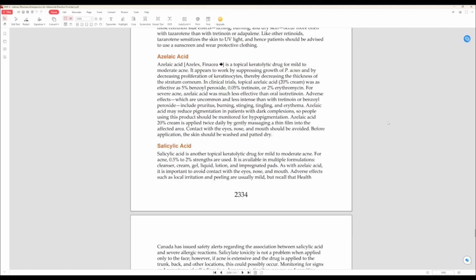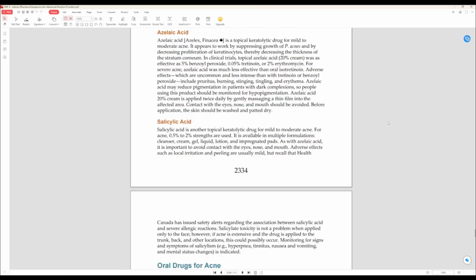Which brings us to salicylic acid. Salicylic acid is another topical keratolytic drug for mild to moderate acne. For acne, the strength is 0.5% to 2%. It is available in multiple formulas: cleansers, creams, gels, liquids, lotions, and impregnated pads. As with azelaic acid, it's important to not put it in your eyes, nose, or mouth.